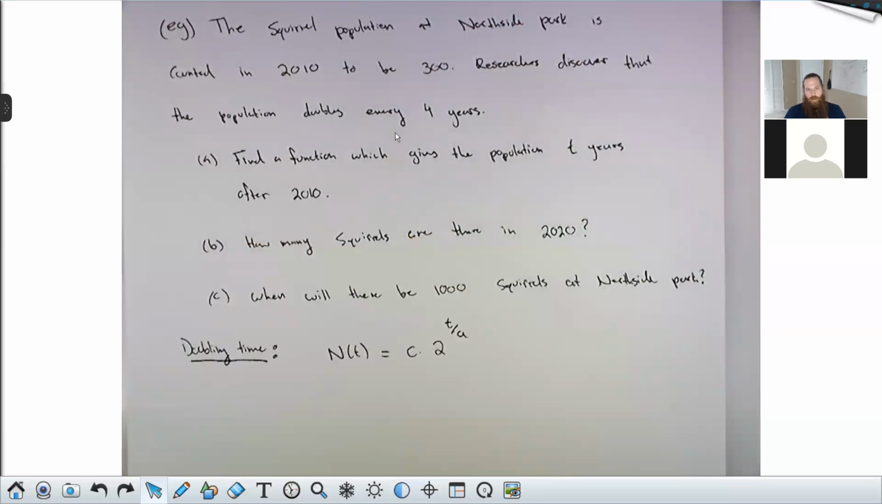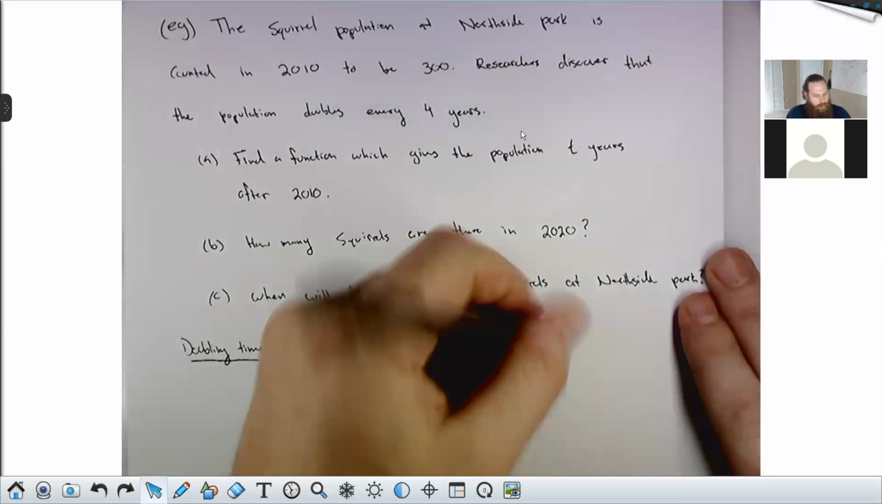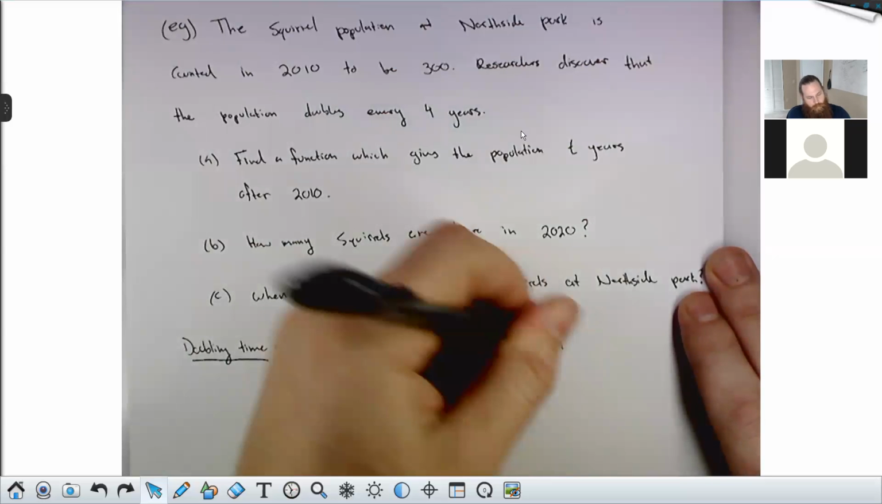Now, I know that t is my variable. That's why we write the left-hand side like this, n of t, to emphasize that it is a number dependent on the variable t. But c and a are constants. What is the value of A? 4. Good. A is the time to double. It's the doubling time. We double every 4 years. So A here would be 4.